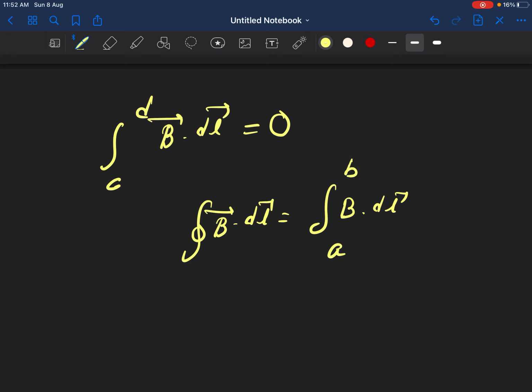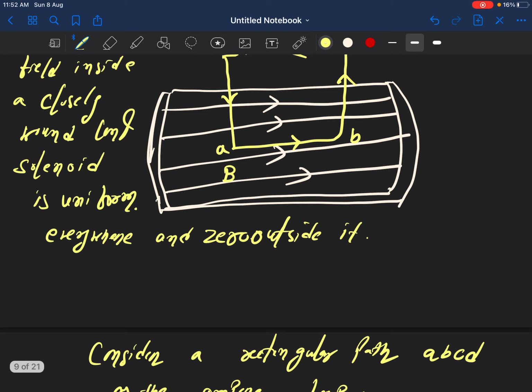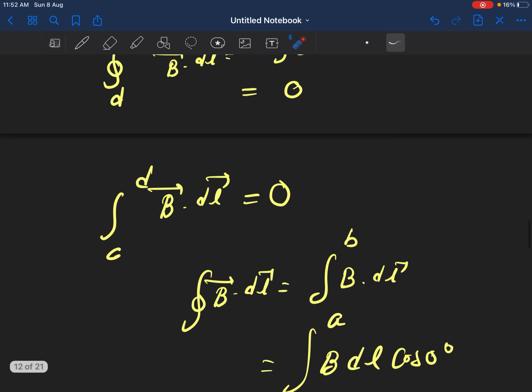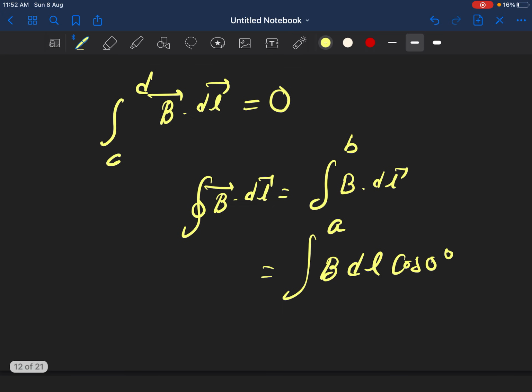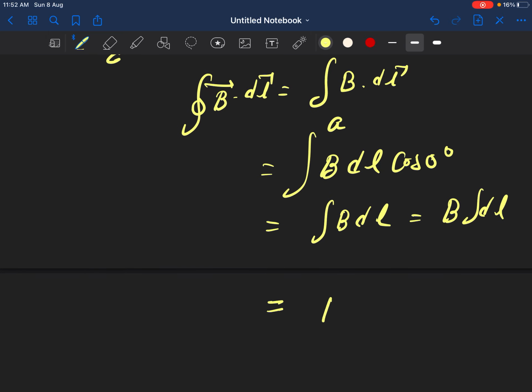A to B থাকিলে, A to B যদি তুমি ভালকৈ চোৱা, you can see here angle is 0 degree. Why? This is A to B, কাৰেণ্টৰ ডাইৰেকশ্যন এইফালে আছে, মেগনেটিক ফিল্ডৰ ডাইৰেকশ্যন এইফালে আছে, so angle is 0 degree and therefore BDL cos 0. This will be integration BDL into B integration DL. Okay, B into L, A to B is the length from A to B, L.